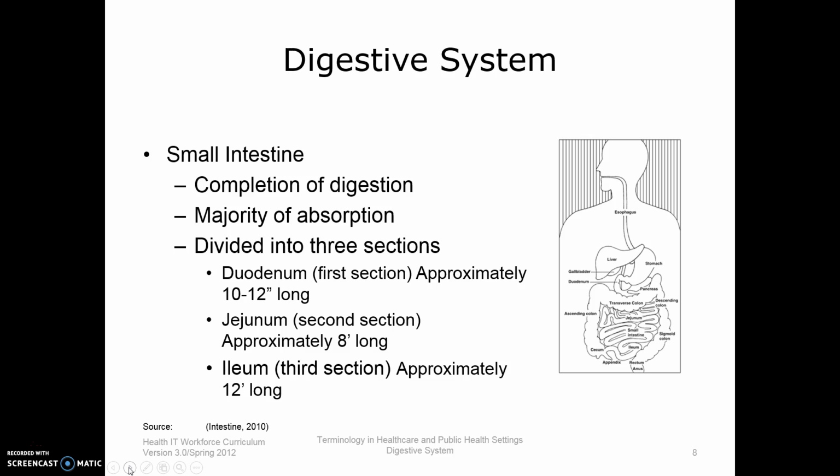The jejunum is the second section and is about 8 feet long. The jejunum repeatedly twists and turns in the abdominal cavity. Digestion continues in the jejunum. The chyme is slowly moved along for several hours. The ileum is the third section. It is about 12 feet long. It is in this portion of the small intestine that the absorption of nutrients is completed. The remaining undigested materials or waste and water move into the large intestine.